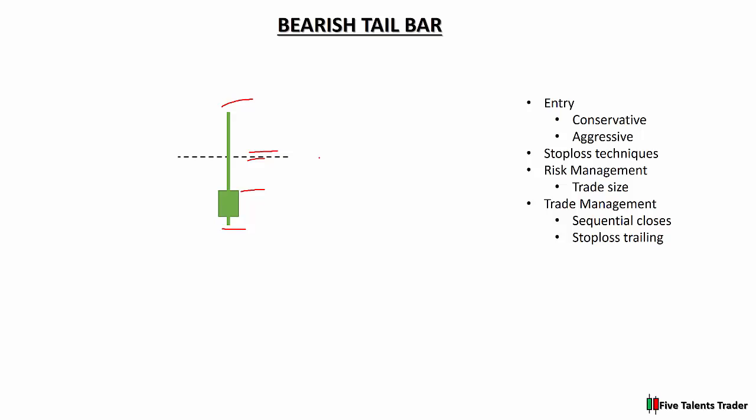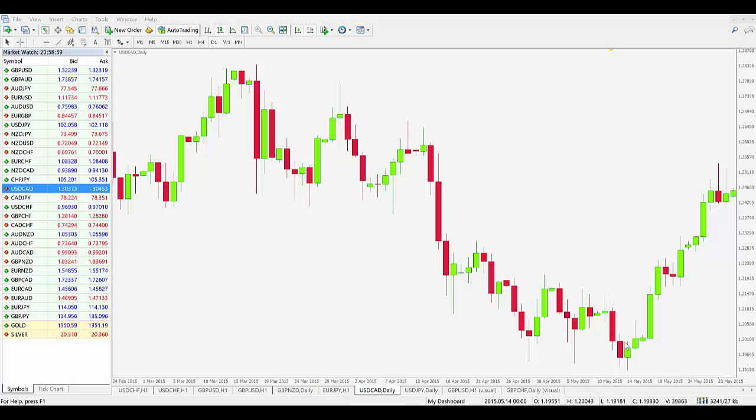Every other part of the technique is the same as with the bullish, where the trade size is determined by the risk in pips, and I sequentially take profits over 3 levels: 25 pips, 50 pips, and the last 25% just any time the market goes against me and hits my stop loss, which I have trailing about 50 pips from the entry. Okay, let's look at some examples of the bullish tail bar on the charts now.